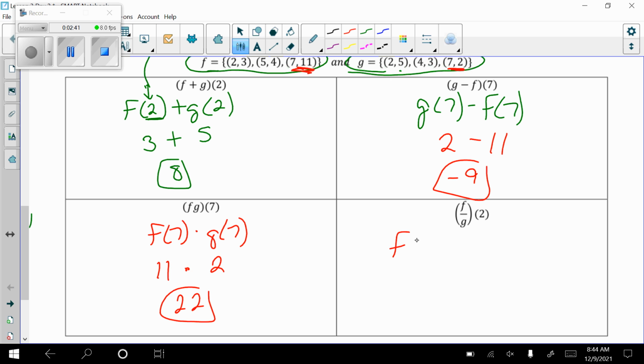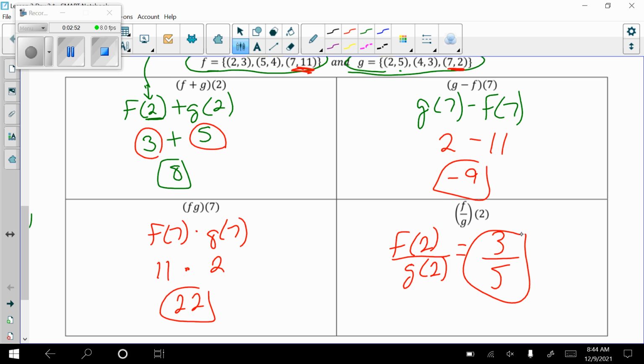And finally, let's do division. I think we've already found f of 2 and g of 2. f of 2 is 3, and g of 2 is 5. So my answer is 3/5.